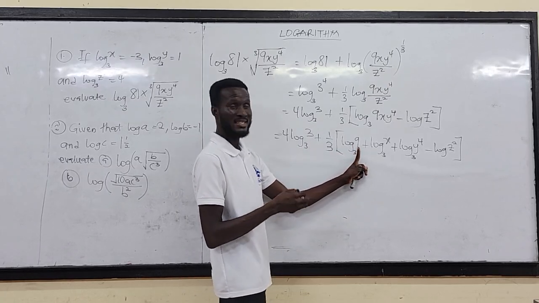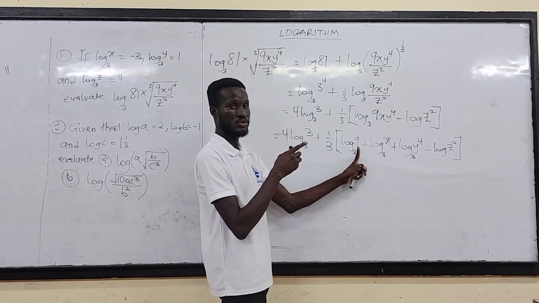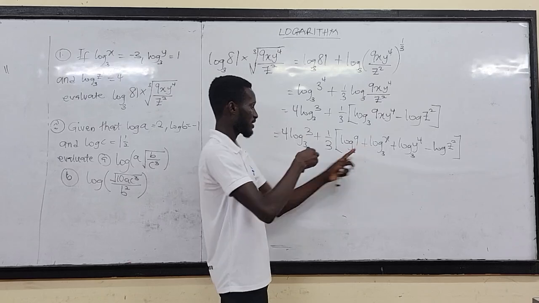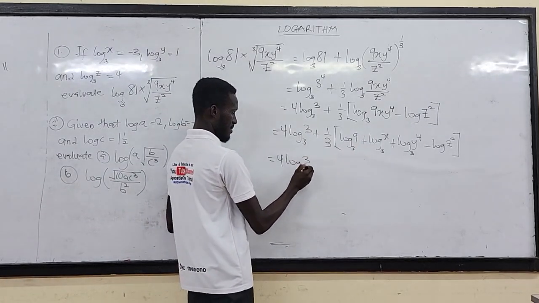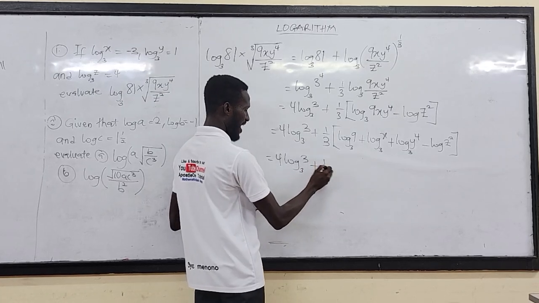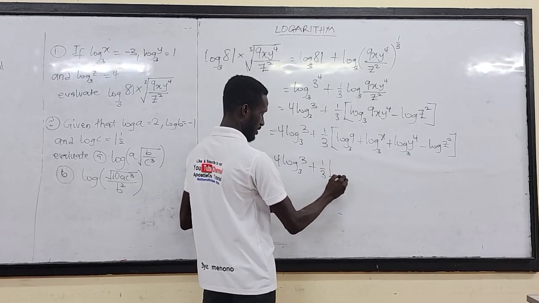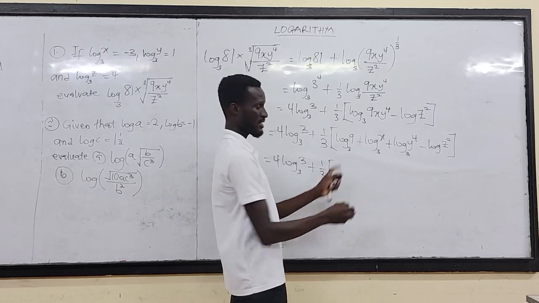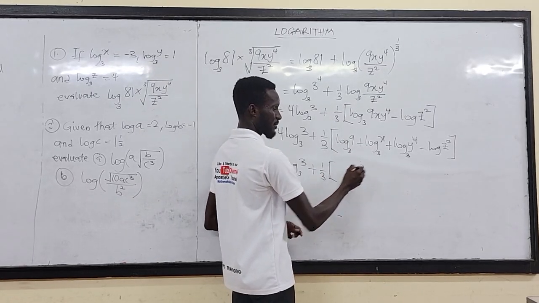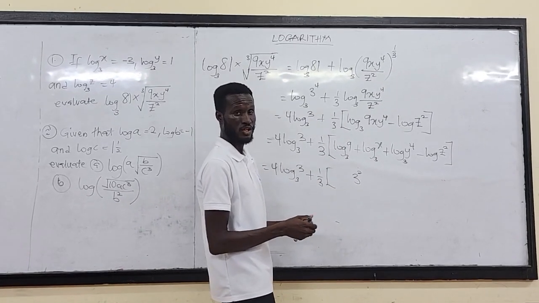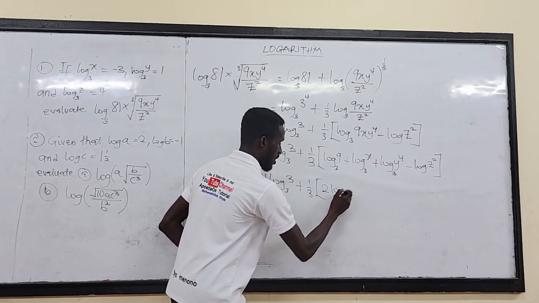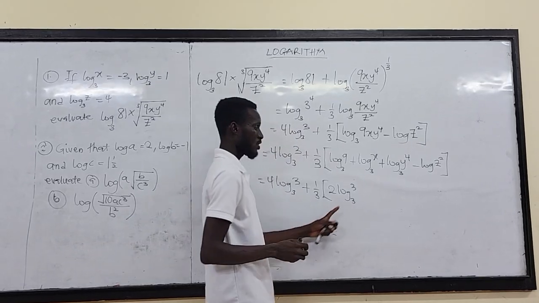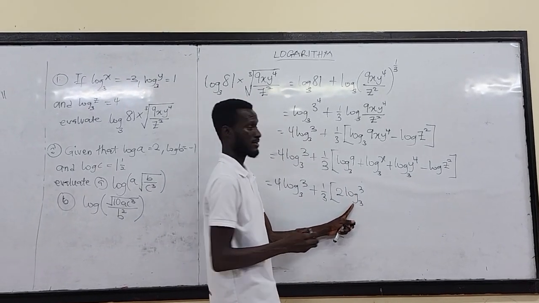Now this 9 is the same as 3 exponent 2. So I'm going to bring the 2 at the back of the log. So I'm going to have 4 log 3 base 3 plus 1/3. Now this 3 is the same as 9 is the same as 3 squared. So I'm going to bring the 2 at the back of the log. We're going to get 2 log 3 base 3. And you know log 3 base 3 will give us 1.